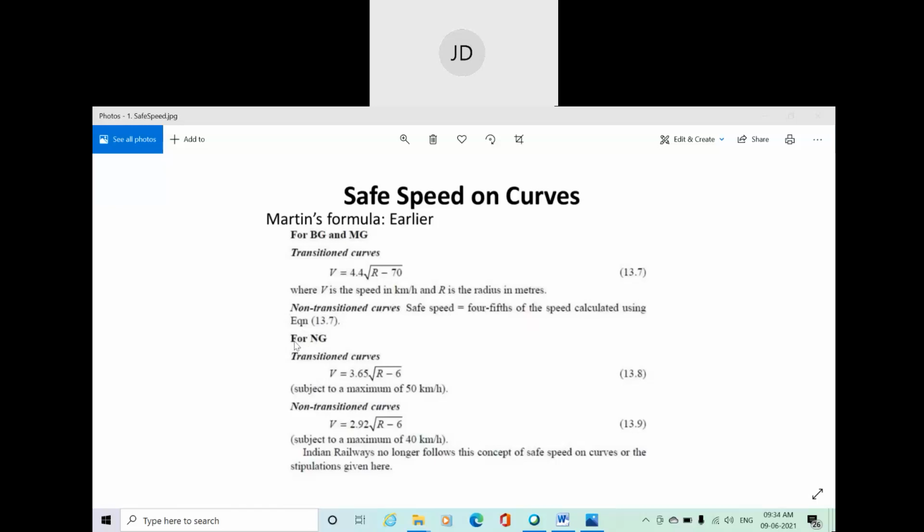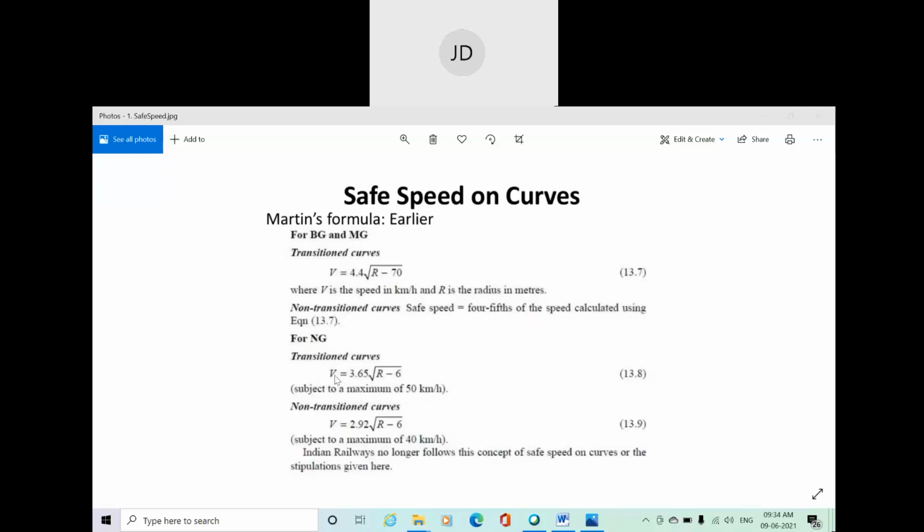For narrow gauge, we have two equations for the safe speed of a train on a curve: one for a transition curve and one for a non-transition curve. Here you can see V is equal to 3.65 multiplied by root over R minus 6. R and V have the same units, but this value should not be more than 50 kilometer per hour. It is the maximum value.